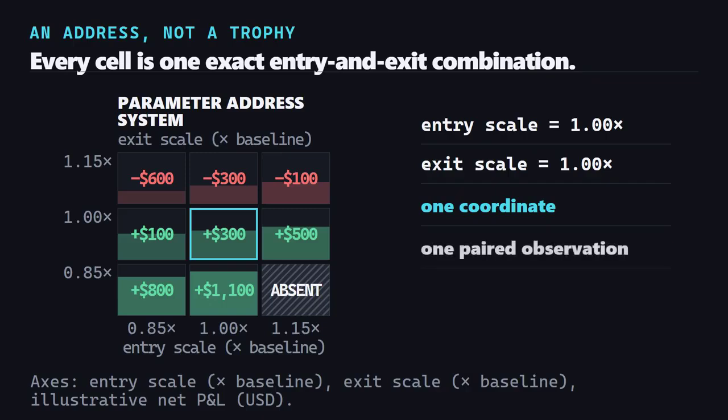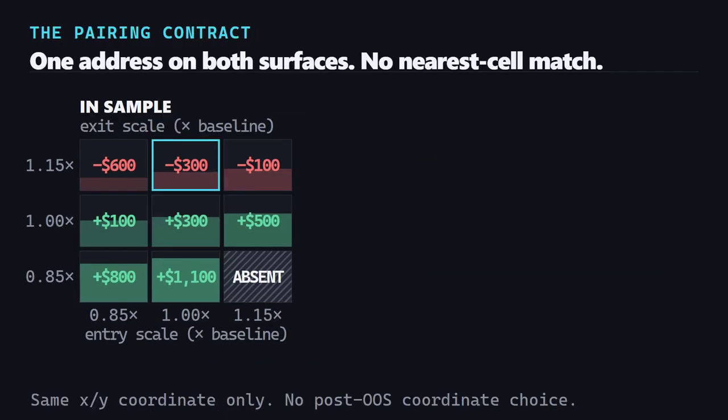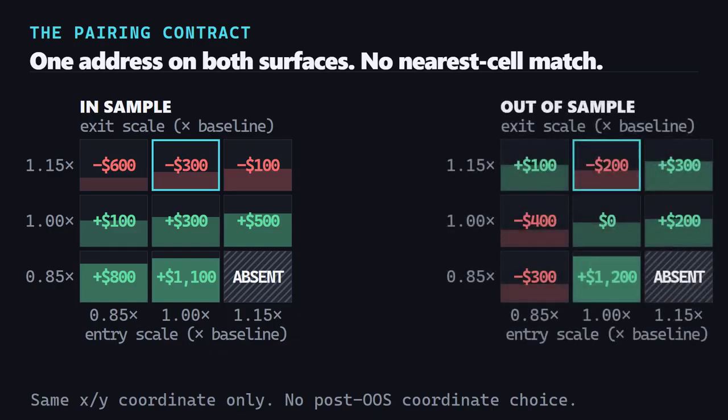Freeze one coordinate, the same entry scale and exit scale. Replay that coordinate once, then slice its net P and L into in-sample and out-of-sample windows. Do not slide to the nearest green cell. Do not let an out-of-sample peak choose a new coordinate. Paired values must come from one address on both surfaces. That is the comparison the source computes.